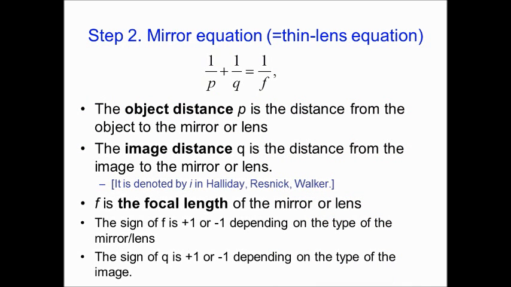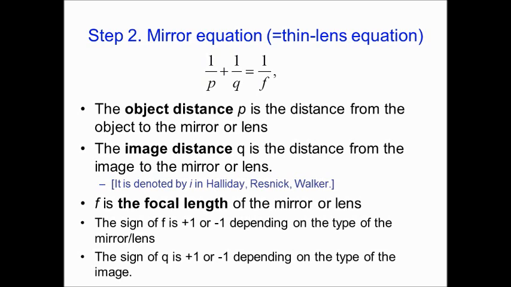The mirror equation takes the simple form shown here. It depends on the object distance p, which is the distance from the object to the optical element, such as the mirror or lens, and the image distance q, which is the distance from the image to the optical element. Sometimes the distance q is denoted by i, for example in your textbook by Halliday, Resnick, and Walker. Finally, the third parameter in the mirror equation is called f. It is the focal length of the mirror or lens. It is a hardwired parameter of the optical element.